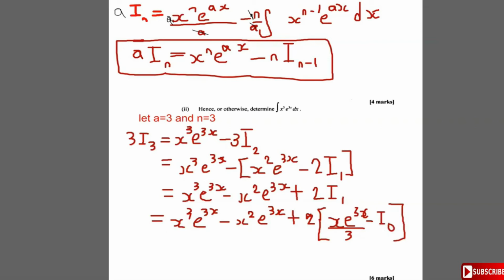Okay. So all I need to do is find I naught and this question is done. This was a really nice question. And remember, this is 3I3. So I don't want anybody to forget that this is 3I3. So we're going to have to divide through by 3 somewhere along the way.